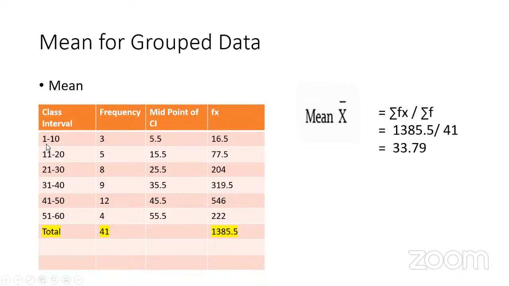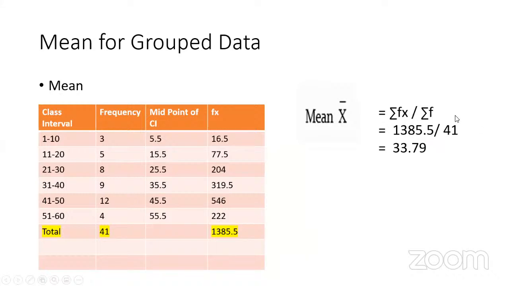For example, here 1 plus 10 by 2 would be 5.5. So for this class interval, the x value would be 5.5. Like that, we have calculated the x values, so x values are available. Frequency is given, x value is calculated. Now what do we require? Again, the sum of f. So you just add up all the frequencies given. So this part is also over. Sum of f is available.